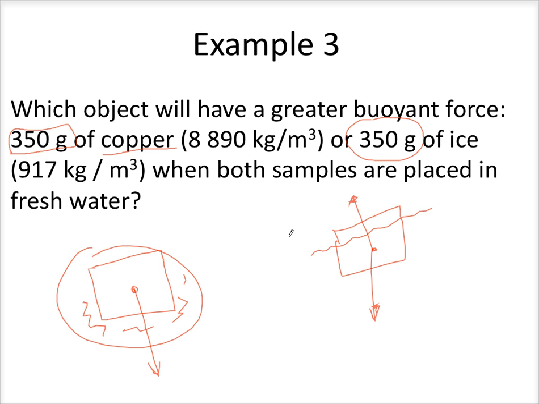But then, look, the way I drew this is incorrect, because obviously 350 grams of ice at that density is going to be greater in volume than 350 grams of copper, which has this density. So we'll probably have this amount of ice and this amount of copper. As you think more about this, you will probably get to the idea that copper will have less volume and therefore displace less fluid. Anyway, let's figure it out with numbers.